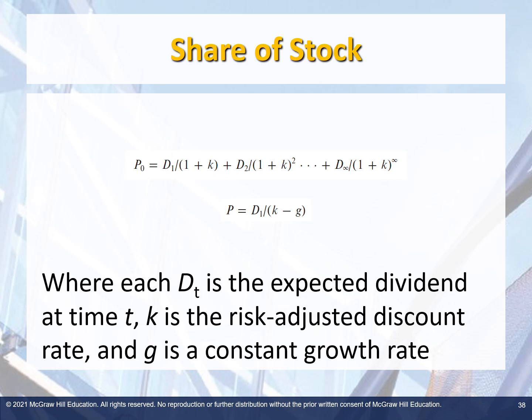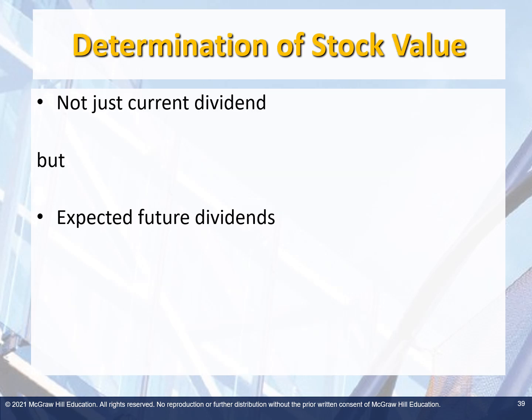The value of a share of stock is determined by the expected future dividends and the risk-adjusted discount rate. For example, if a company is expected to pay dividends of $2 per share annually and the discount rate is 10%, the value of the stock can be calculated using the dividend discount model that you see here. This model helps investors determine whether a stock is undervalued or overvalued based on its expected future cash flows.